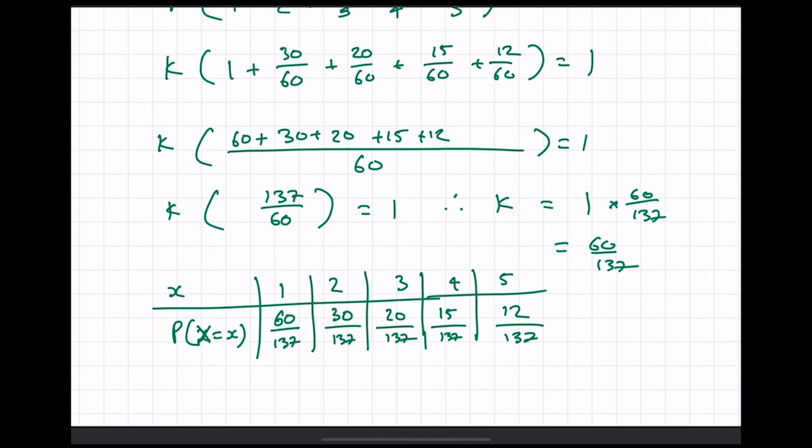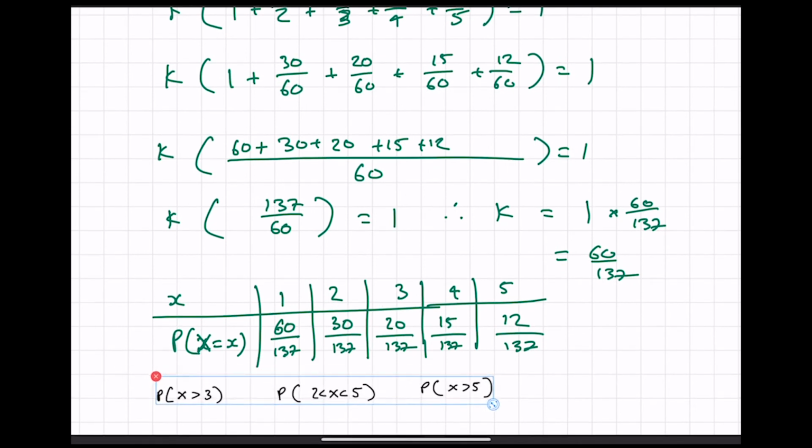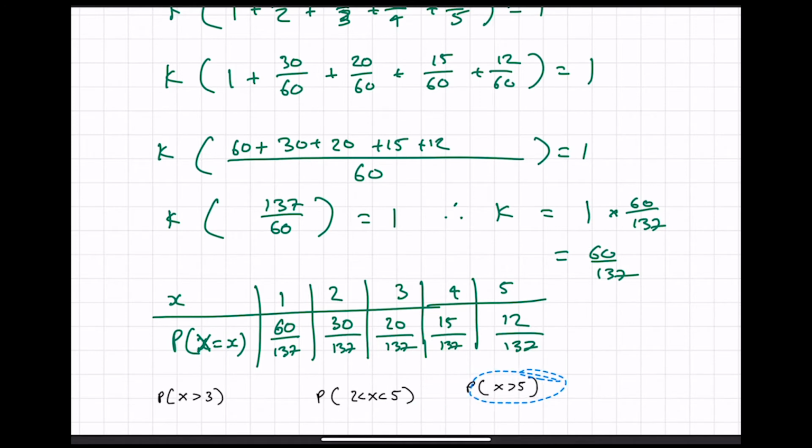So if we have that, if we just put that down here, and let's actually try and solve each of these probabilities. Based on that, the probability that x is more than 3, which values would that be? More than 3 means you can't be 1, can't be 2, can't be 3. You have to be either 4 or 5. So the probability that x is more than 3 would be the probability that x is 4 plus the probability that x is 5, which adds up to 27 over 137.